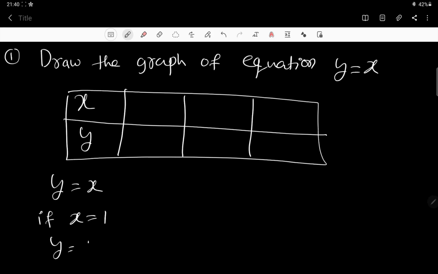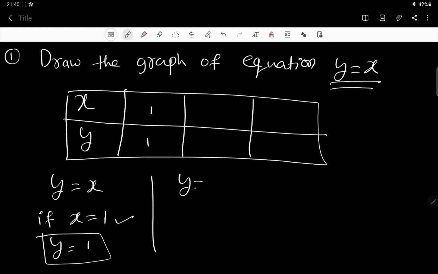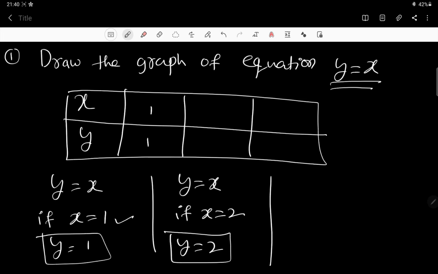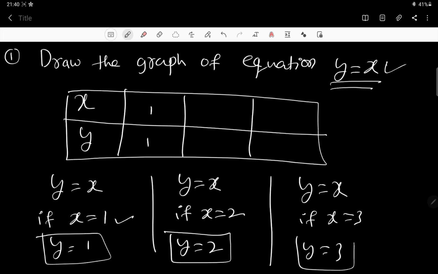Y is equal to x is there, no? Then y is also equal to 1. All right. If x is 1, means y is also 1. Correct? Now for example, if x is equal to 2, then how about y? Y is also equal to 2. I hope you are getting it. Y and x both are the same value, means y is equal to x. If x is equal to 3, same case, y is also equal to 3.